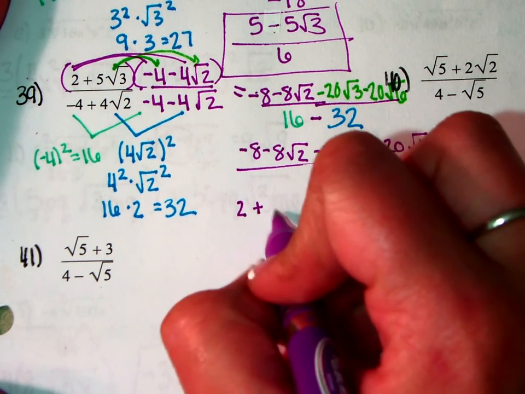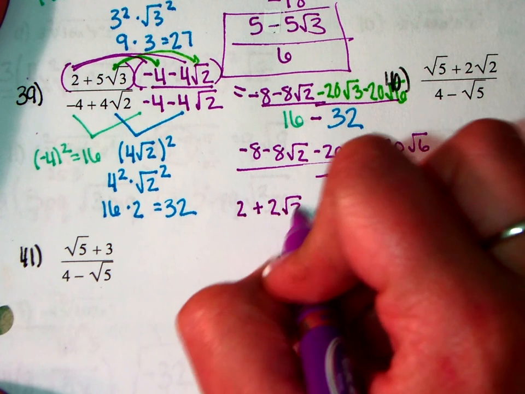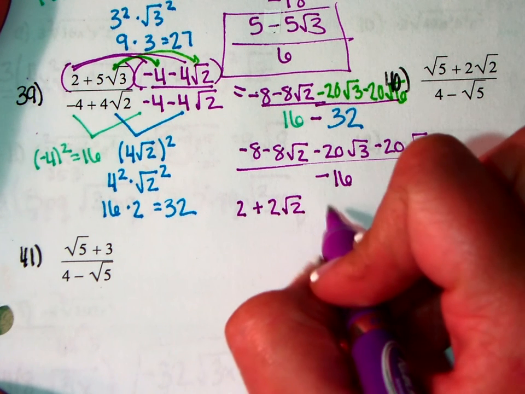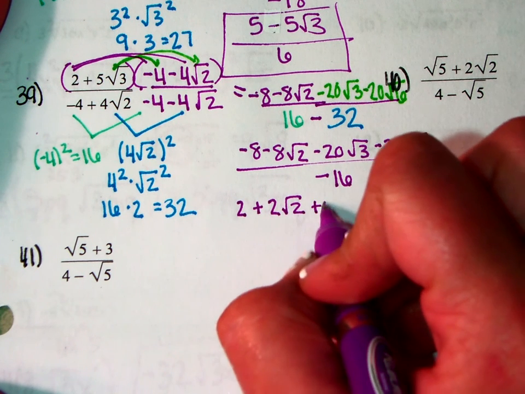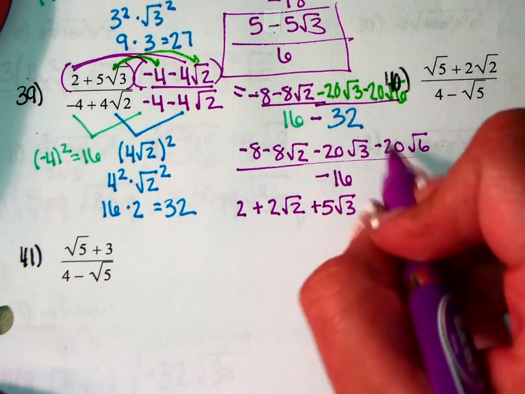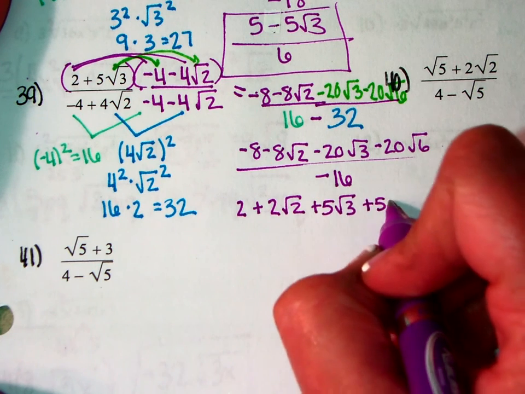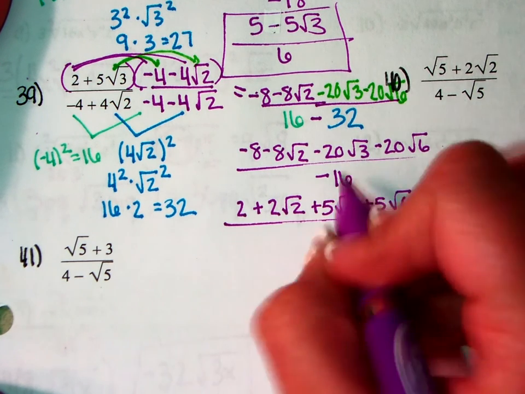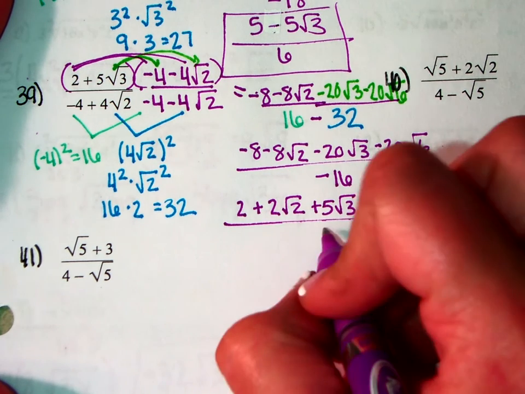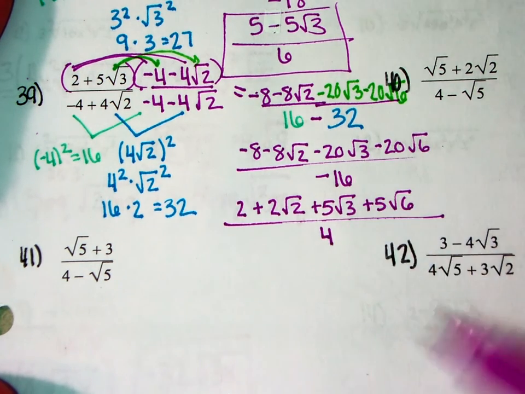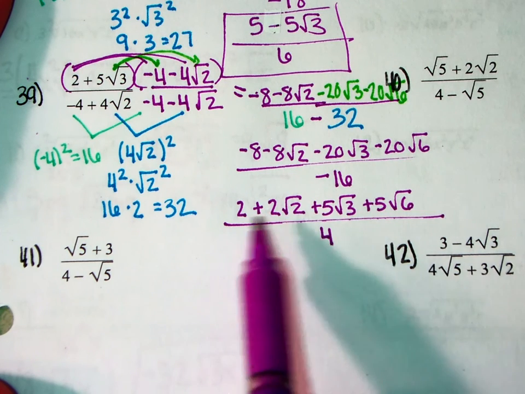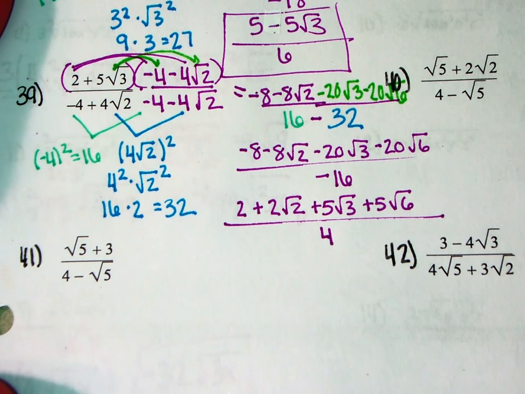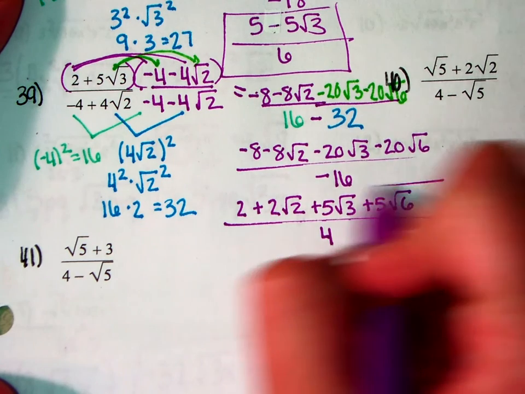Again, -8 divided by -4 is +2 square root of 2. -20 divided by -4 is +5 with the root 3. Same pattern here, +5 square root of 6. All over, -16 divided by -4 is 4. I know that I've simplified as far as I can because 2, 2, 5, 5, and 4 have no greatest common factors, so I'm finished.